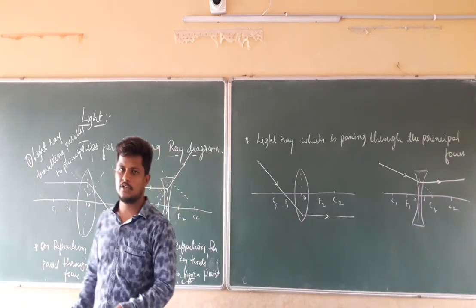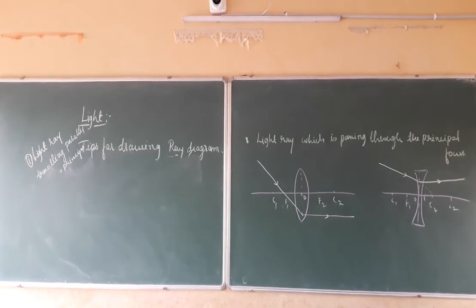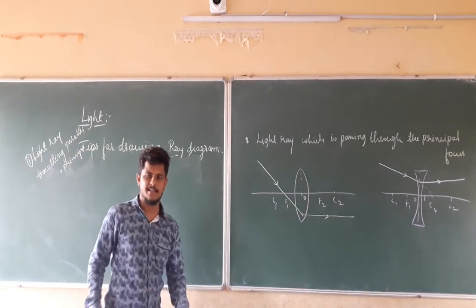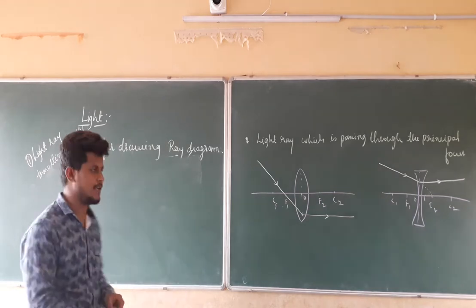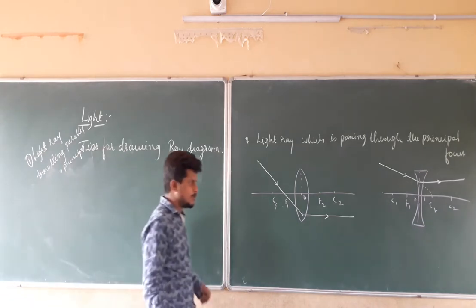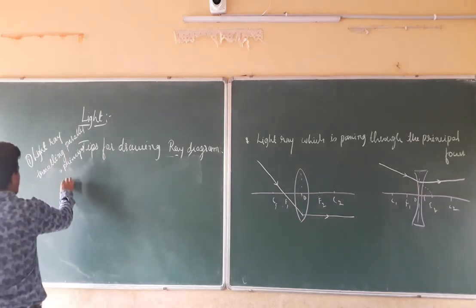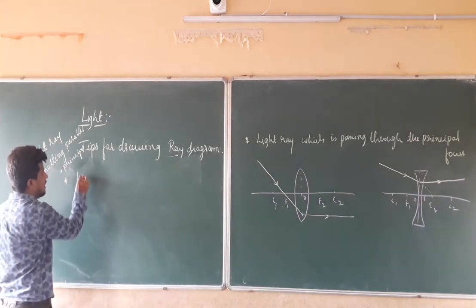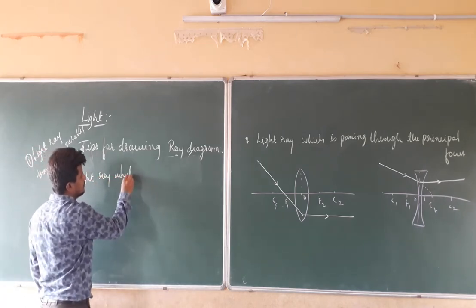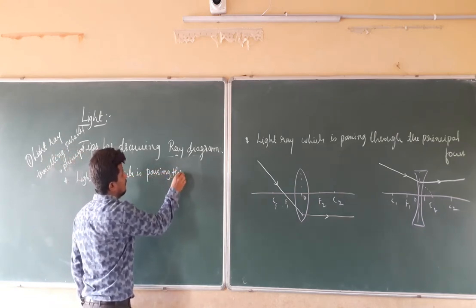Now, the third case we are going to discuss is the light ray which is passing through the center of that lens, that is nothing but the optical center. We have discussed the light ray traveling parallel to the principal axis, and the light ray passing through the principal focus in the second case. In the third case, we are going to see the light ray which is passing through the O.